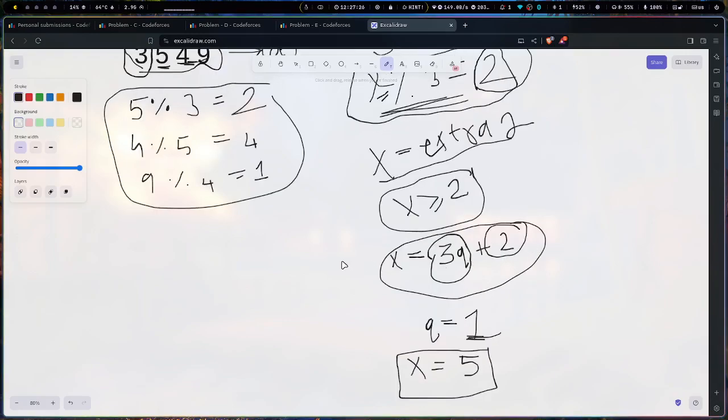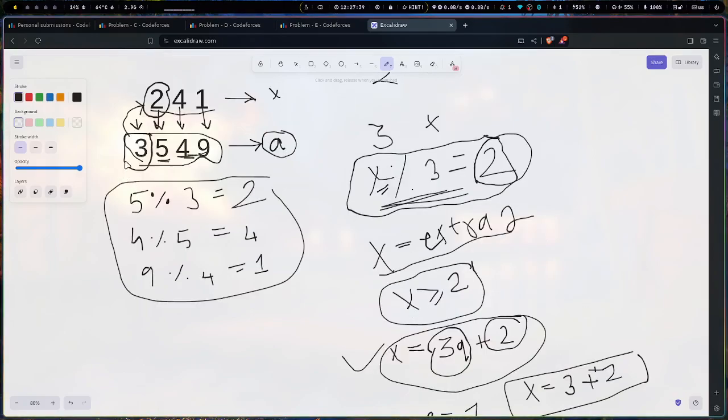See what we did here: x is equal to 3 plus 2. This number 3 plus this number 2, we get this number 5. This is one of the solutions.